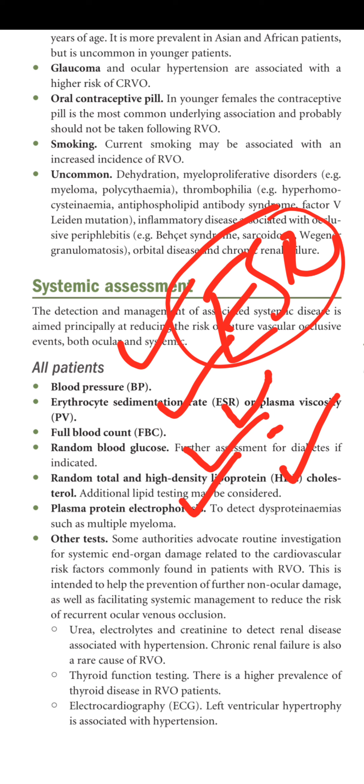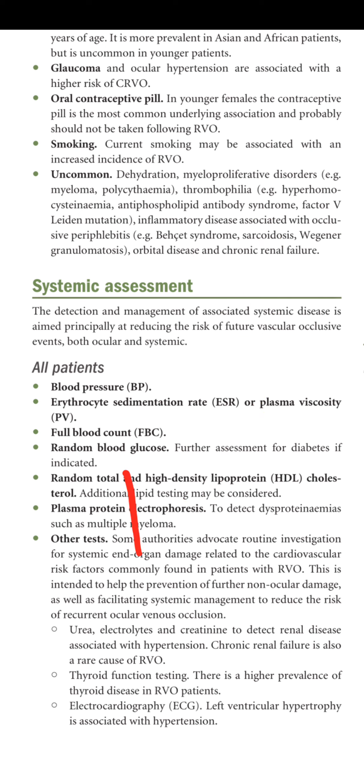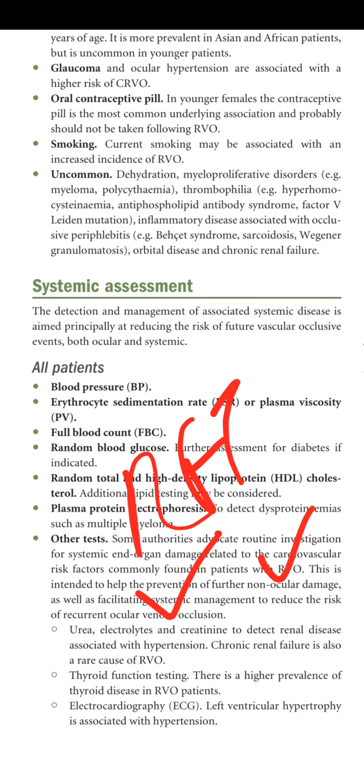So one can also do urea, electrolytes, creatinine. So RFTs can be done to detect any kind of renal disease associated with hypertension. Chronic renal failure is also a rare cause of RVO. Thyroid function testing can be done. There is a higher prevalence of thyroid disease in RVO patients. Electrocardiography, ECG: left ventricular hypertrophy is associated with hypertension.